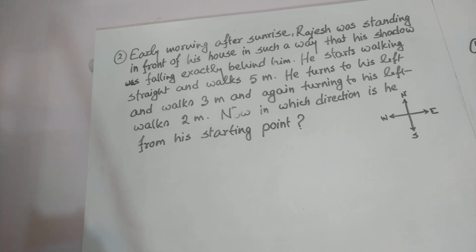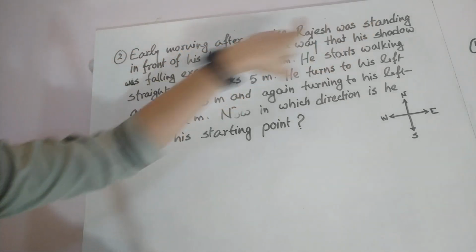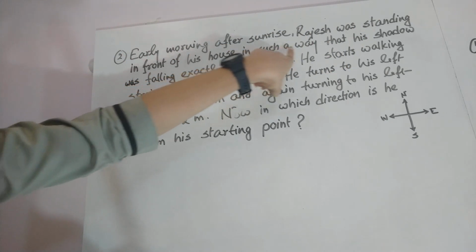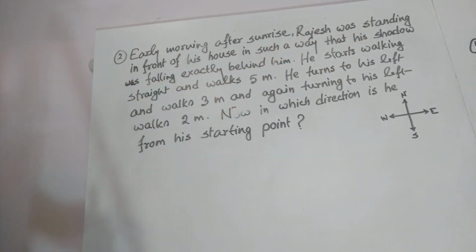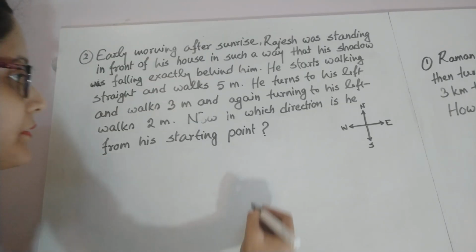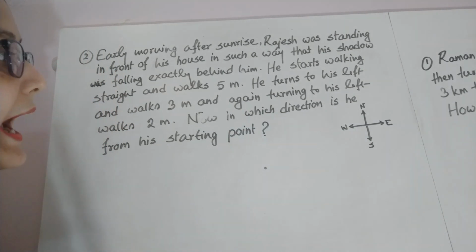Okay. So let's start. Early morning after sunrise, Rajesh was standing in front of his house in such a way that his shadow was falling exactly behind him. That means Rajesh was standing facing towards the east. Then only his shadow will fall exactly behind him. So he was facing towards east.